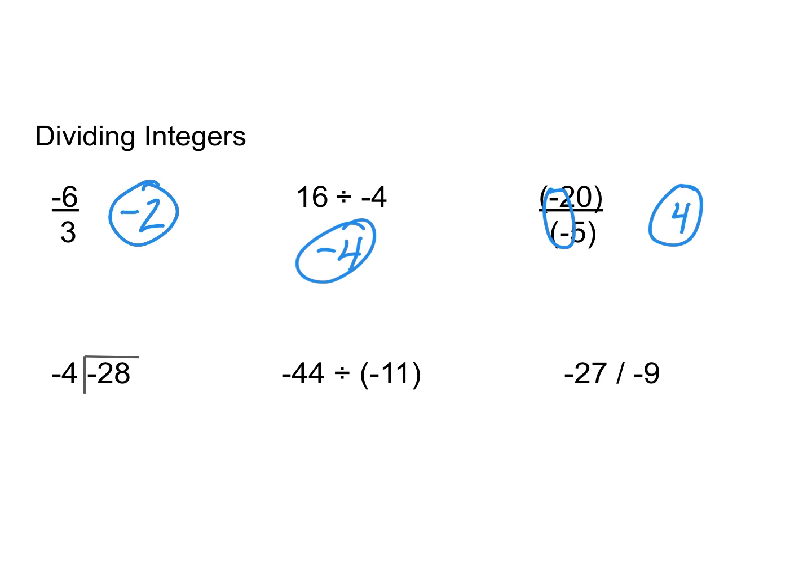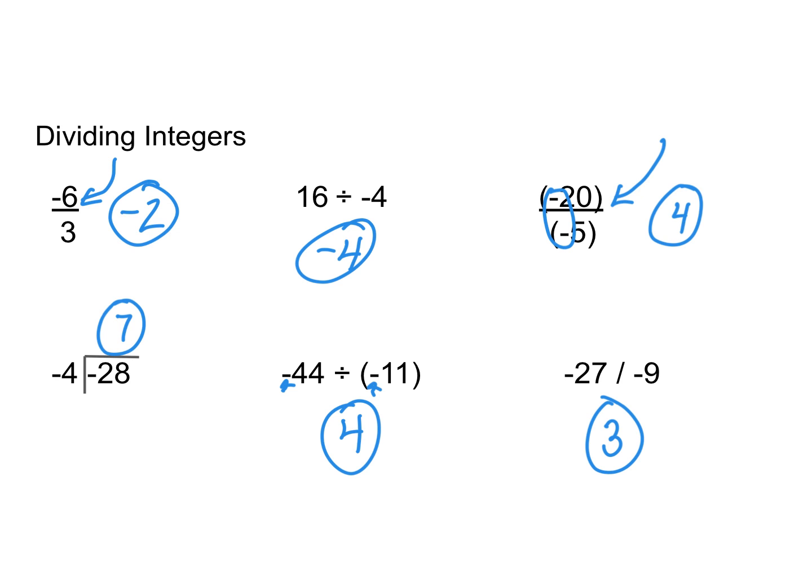Negative 28. Oh, notice this. All of these problems are division, even though they look very different. So notice this one kind of looks like a fraction. This one kind of looks like a fraction. Fractions are actually just division problems. So we need to kind of think about division and fractions the same. All right, so negative 28 divided by negative 4. 28 divided by 4 is 7. A negative divided by a negative is a positive. 44 divided by 11 is 4. A negative divided by a negative is a positive. And negative 27 divided by negative 9 is 3. A negative divided by a negative is a positive.